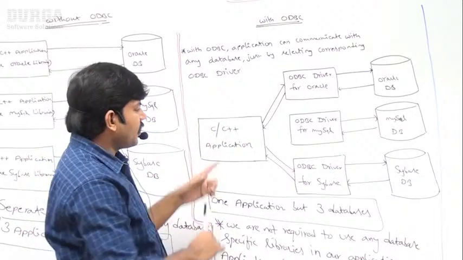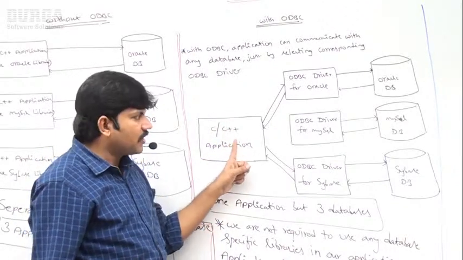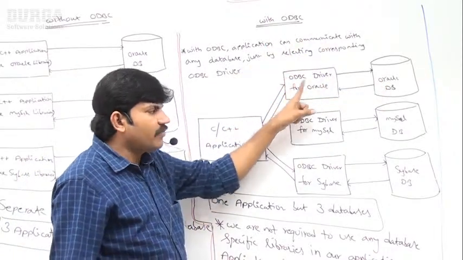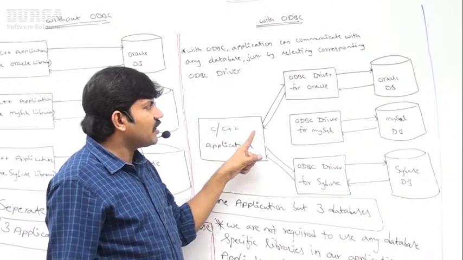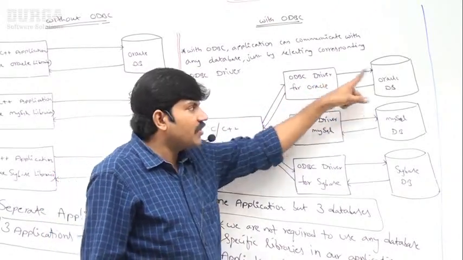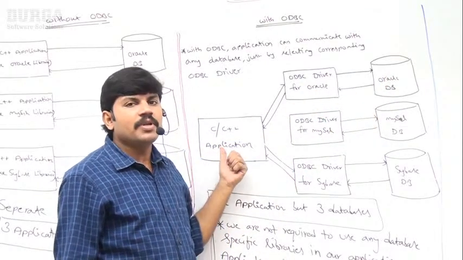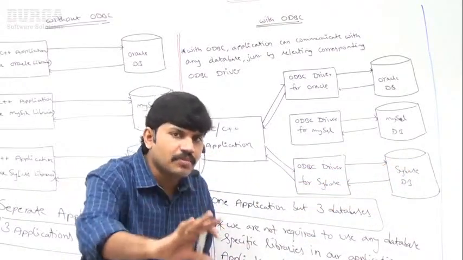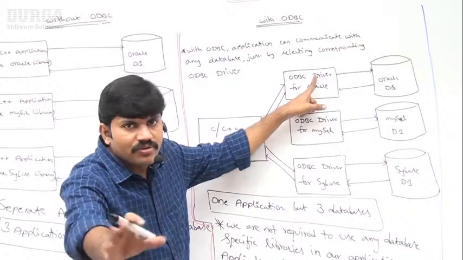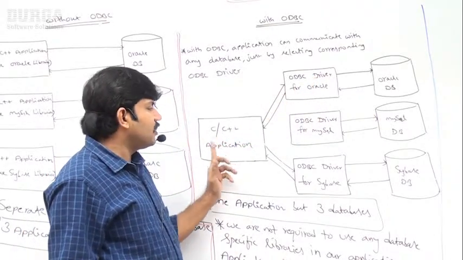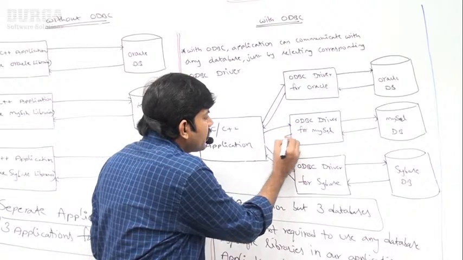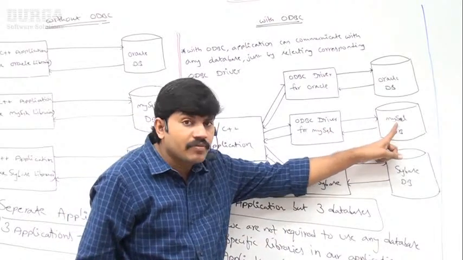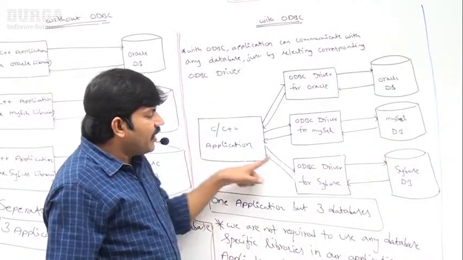So, the C/C++ application. Have you observed the C/C++ application? Sir, it wants to communicate with the Oracle database. We just have to choose the ODBC driver for Oracle. So, our application communicates with the ODBC driver. The ODBC driver communicates with the database. My application never communicates directly with the database. If any database-specific terminology is required, my ODBC driver is going to take care of it, sir. Okay? Now the same C/C++ application communicates with the ODBC driver for MySQL. This ODBC driver for MySQL communicates with the MySQL database. Sir, same way Sybase also, right?